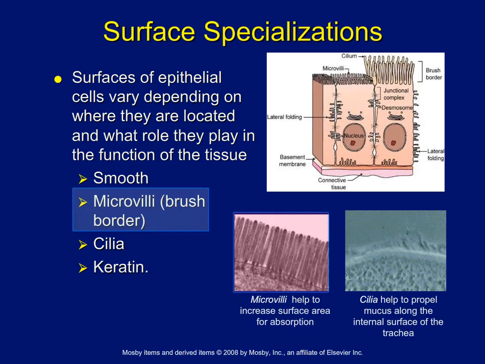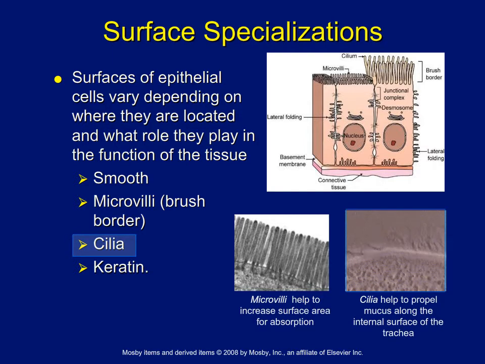So we tend to find them in areas where a lot of these processes are going on, for example, within the digestive tract. Another type of surface specialization is something called cilia. And we talked about cilia in the last chapter and basically just said these are little wave-like appendages that help to move mucus and other substances over the surface of an epithelium. The last specialization, which we haven't talked about so far, is something called keratin. Keratin is just a waterproof protein that we find in areas of the body that we don't want to dry out.